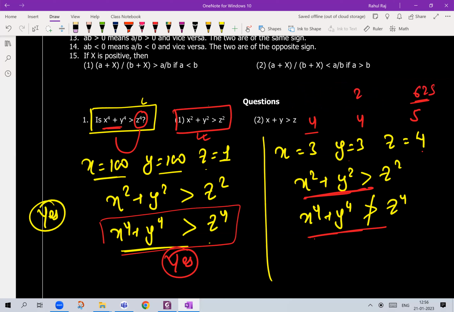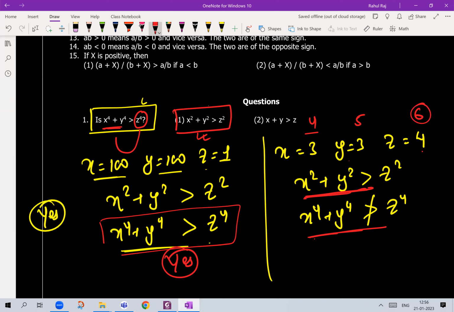You can actually take the values 4, 5, 6 as well. It's all up to you. The whole point is that the basics should be very clear: why are you taking these values and in what respect are you taking them? Imagine I take 4, 5, 6. Can I 100% say 4^2 plus 5^2 is greater than z^2? That is 16 plus 25, which is greater than 36 for sure.